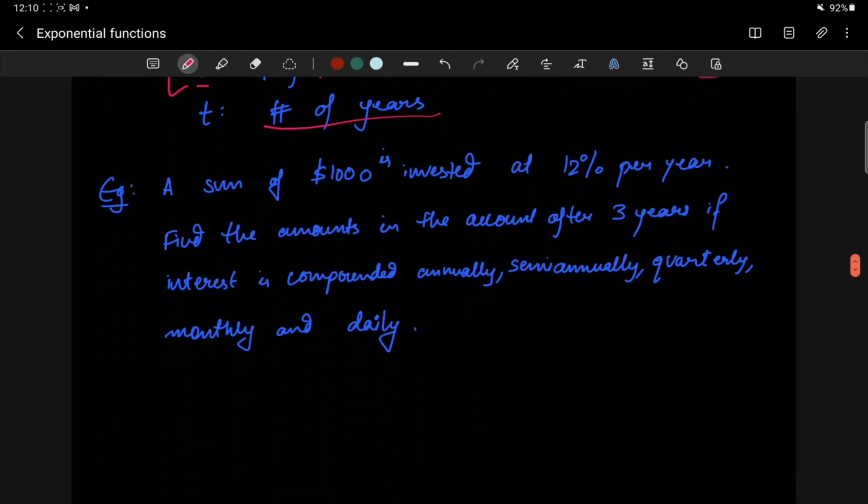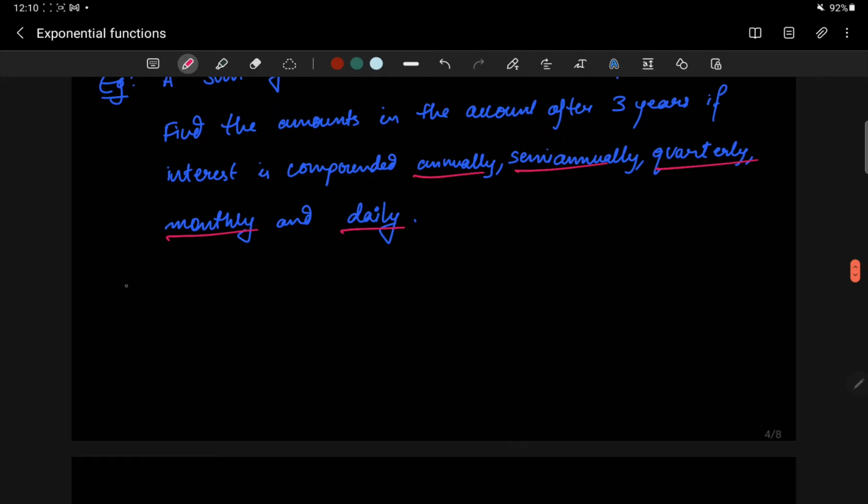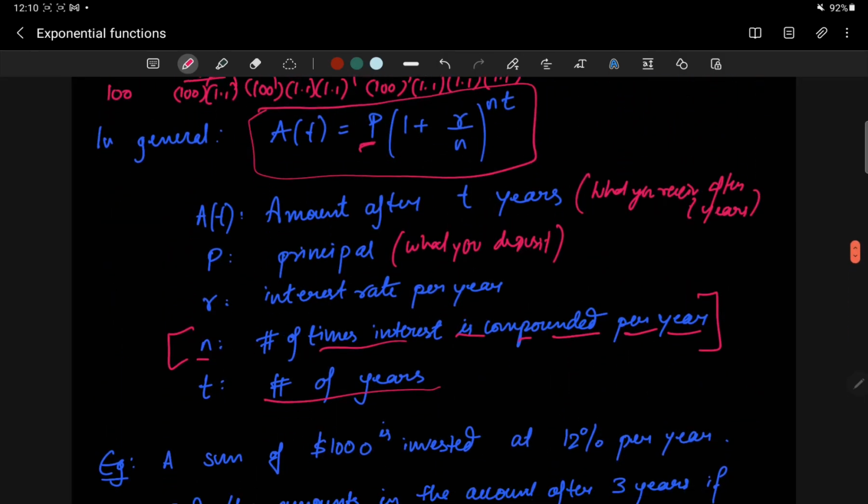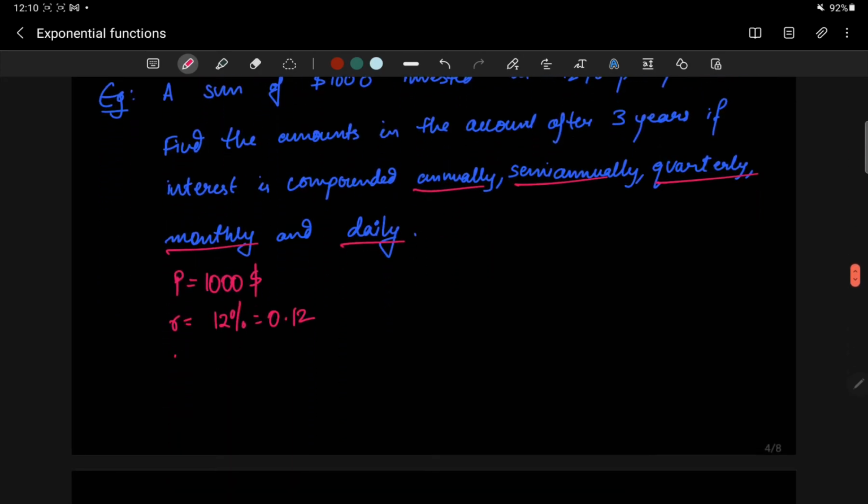Let's look at an example. A sum of $1,000 is invested at 12% per year. Find the amounts in the account after 3 years if interest is compounded annually, semi-annually, quarterly, monthly, daily. Okay, so first let's set up what is the same in all of these. Principal is $1,000. The rate of interest is 12%, which is 0.12. T is 3 years.